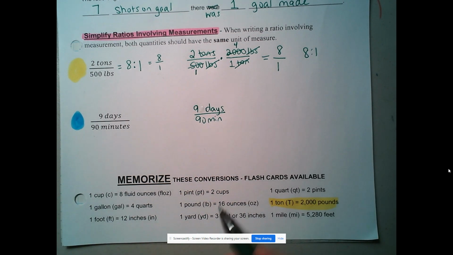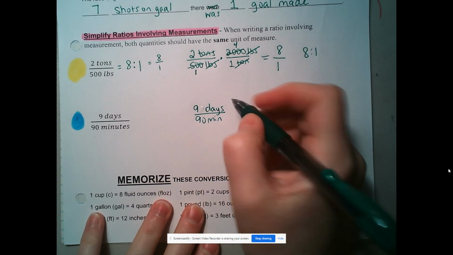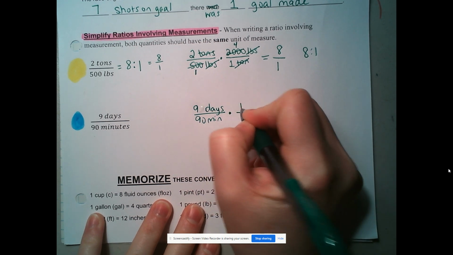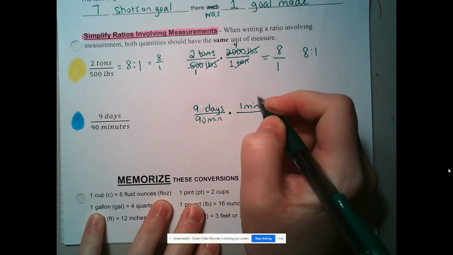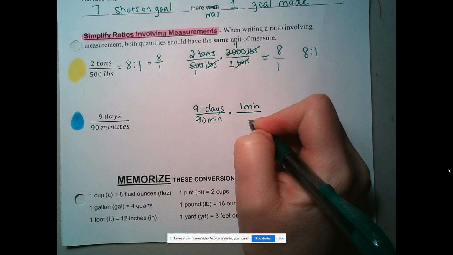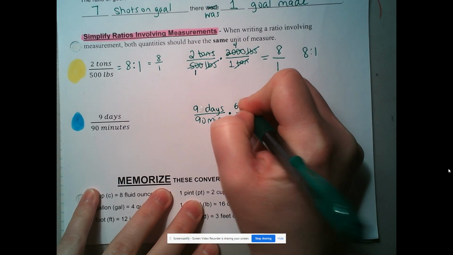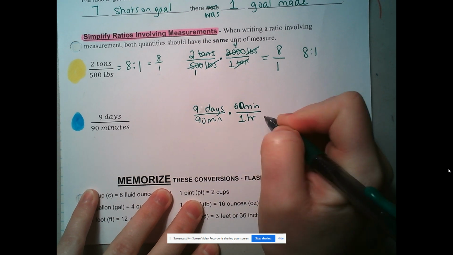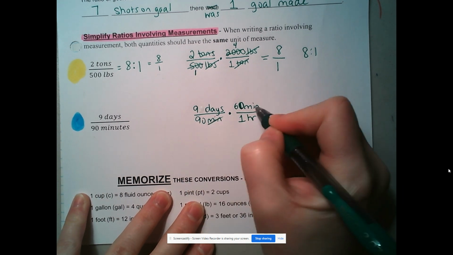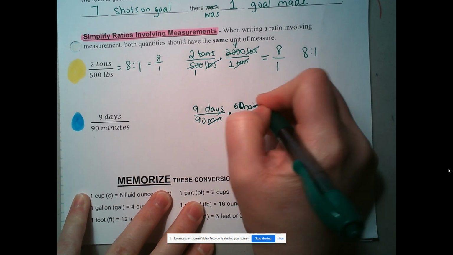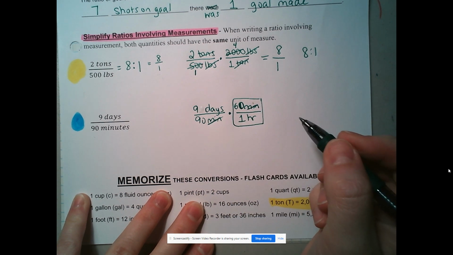I happen to know that days is longer than minutes. So I'm going to say every 1 minute has 60 seconds. No, it doesn't help me. Ooh, I do know that every 60 minutes is 1 hour. That'll work. I can cancel my minutes that way. 60 minutes is 1 hour. Okay, so that's a conversion fact. I know that there's 60 minutes in an hour.